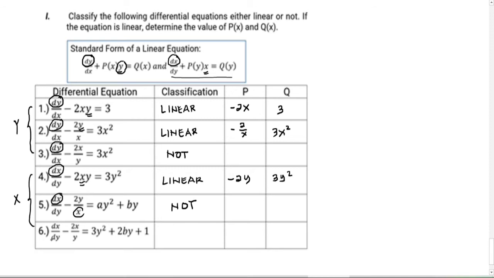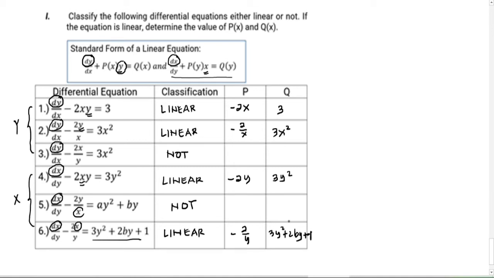For number 6, we have here dx in the numerator and our x here is raised to the first power and the rest are function of y. This is linear. And our value for p, the coefficient of x is negative 2y. And our q is the function found at the right side. That is 3y squared plus 2y plus 1.